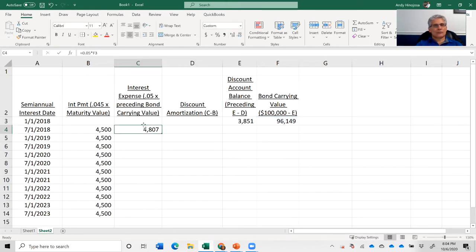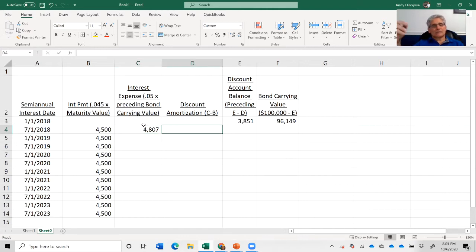So in other words, since we're here, we're going to go up. That's the carrying value. We'll take 0.05 and multiply it by the carrying value of $96,149. That's going to give us $4,807 for the first payment that's due 7/1/2018.